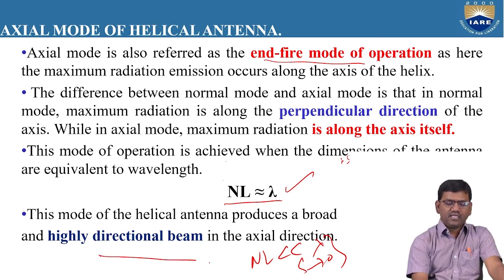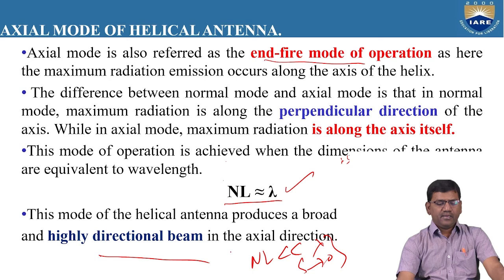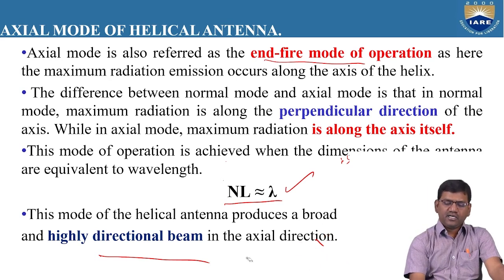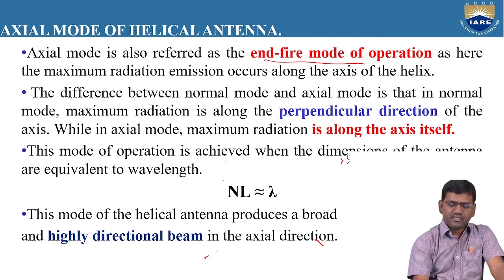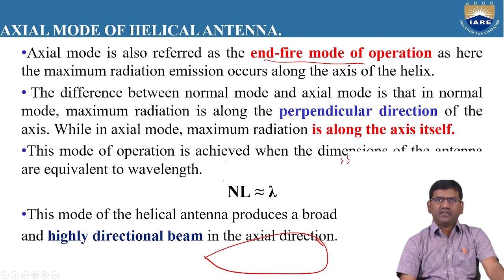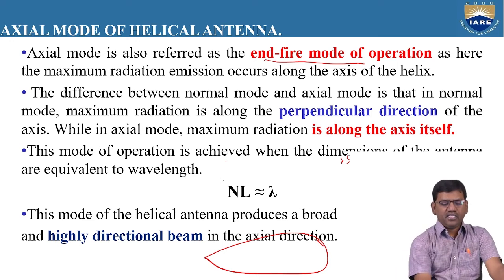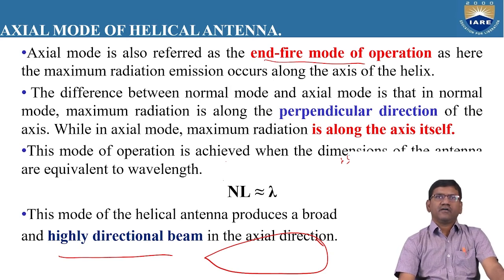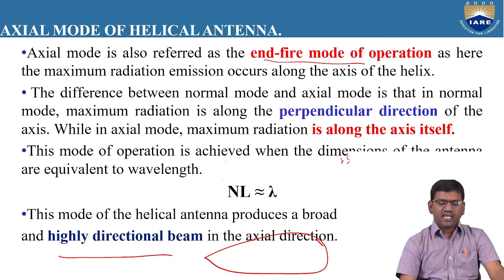This mode of helical antenna produces a broad and highly directional beam in the axial direction. Broad and highly directional means that the radiation pattern will be broader in size, and at the same time the directivity will also be very high. So a highly directional beam radiation pattern is produced at the end portion of the helical antenna in axial mode.